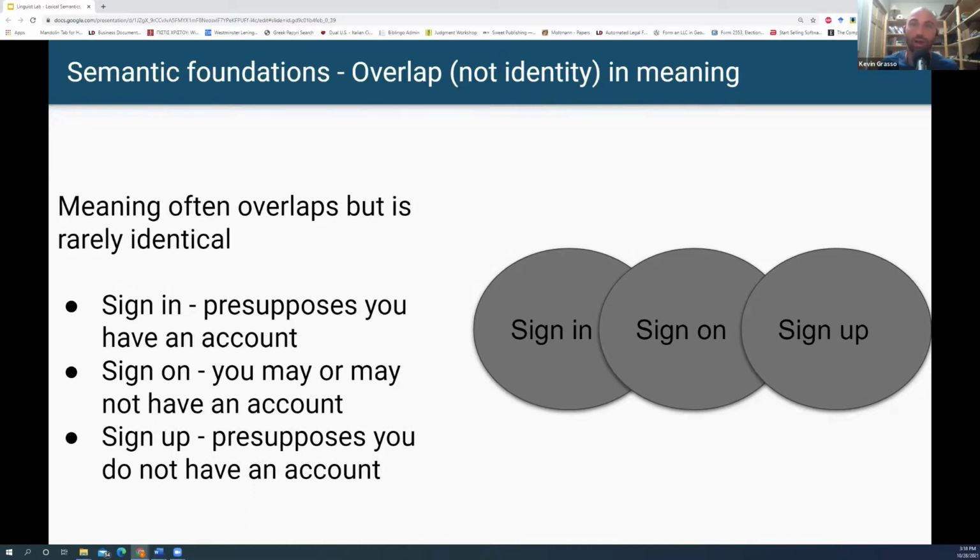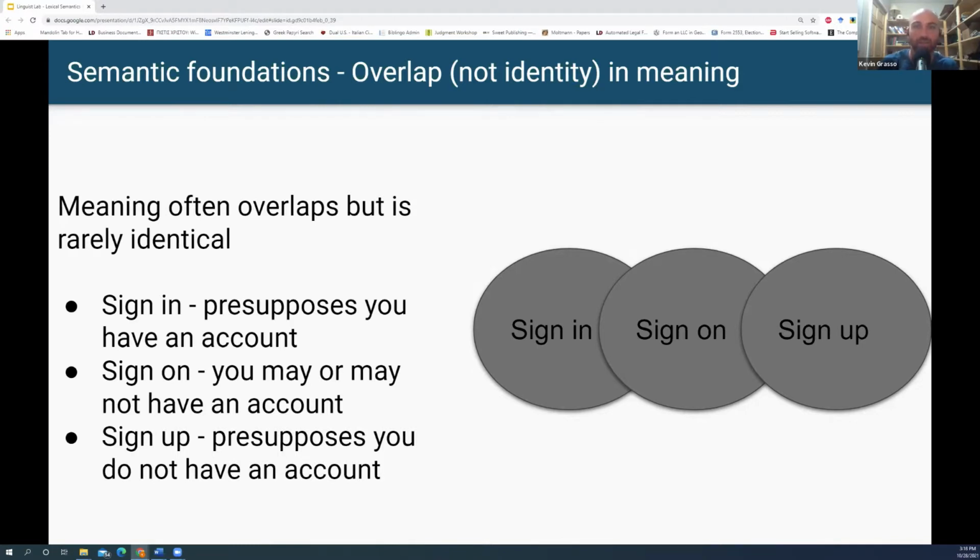Or you could sign on, and not previously have that thing, right? But sign up presupposes you don't have the thing. So these are very subtle distinctions that we get intuitively. But you can see overlap, right? Especially between sign in and sign on. The assumption though is that they're not the same.